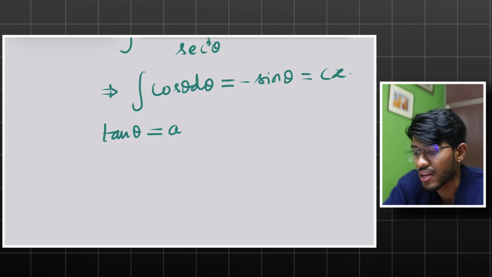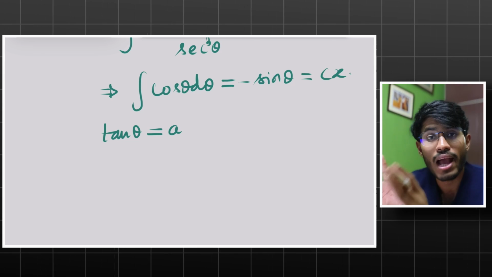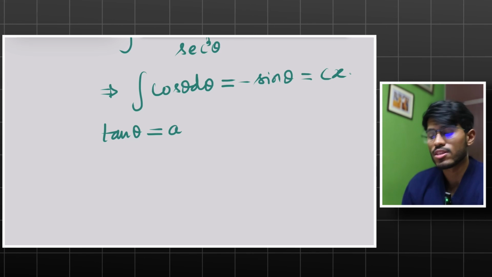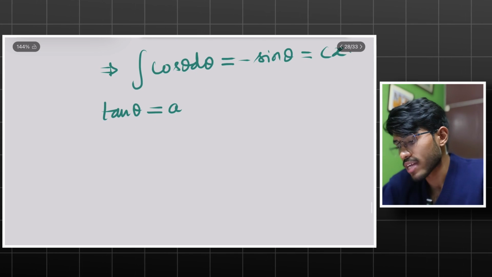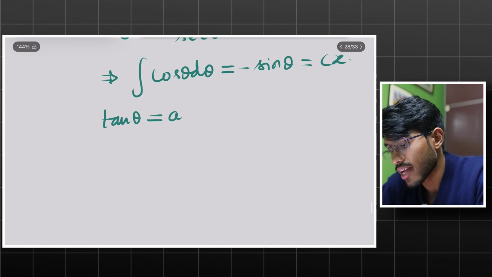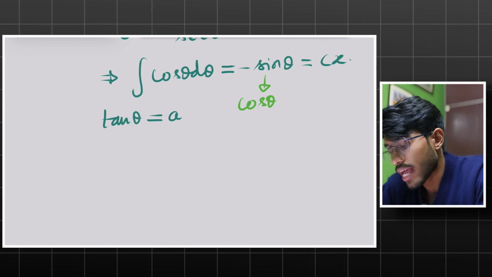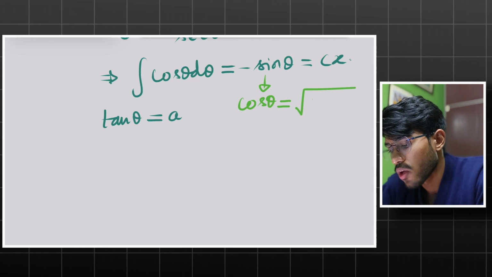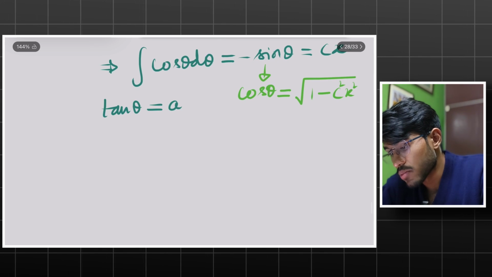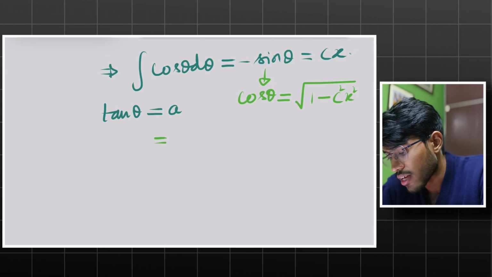I've actually never seen anyone show it like this, that this will actually be a circle, not just theoretically but also mathematically. Okay, so this is a very important concept. So tan theta is equal to a, and I know that sin theta is equal to minus cx. So that means my cos theta from this equation will be the square root of 1 minus c square x square. Okay, that means my tan theta is equal to sin theta by cos theta.